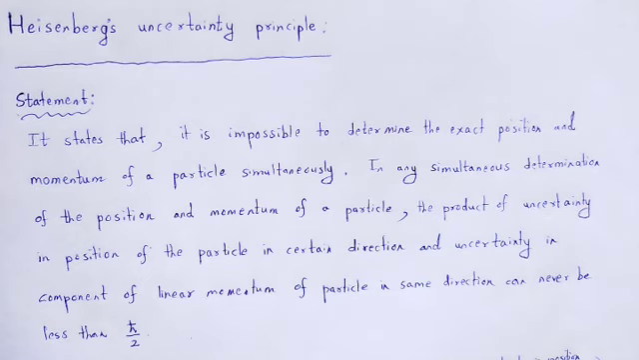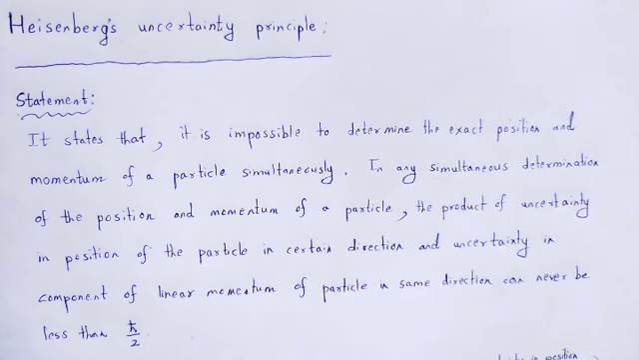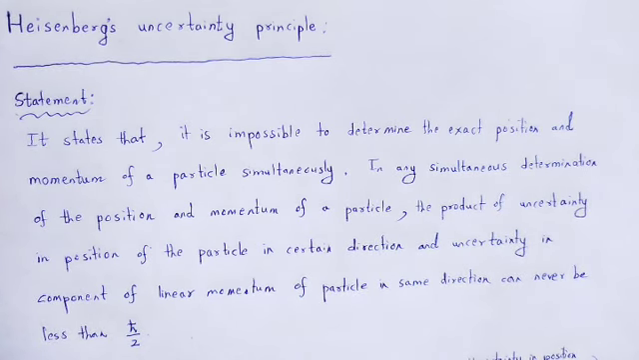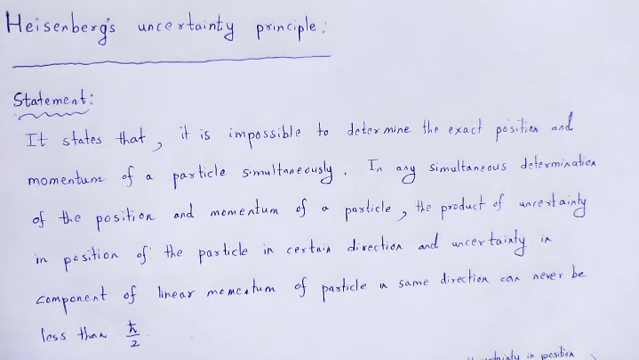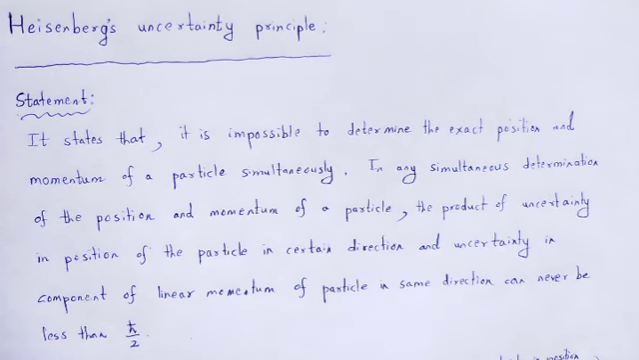There is a misconception that there may be an error in the instrument through which we measure. But actually, that's not an instrumental error. This is the fundamental nature of such particles. We can't measure the position and momentum of such a particle simultaneously. Why? When quantum mechanics came into the picture, the problem could be easily resolved.